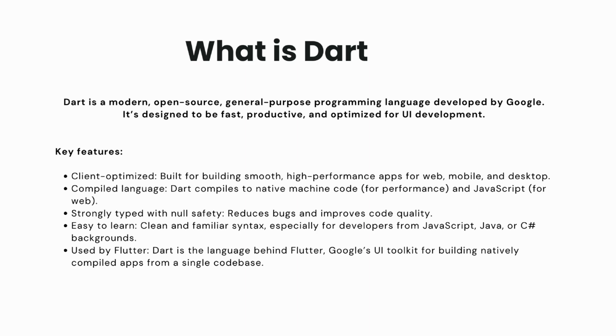Let me give you some key features. It's client optimized, built for building smooth high performance apps for web and mobile, not just mobile and web. You can also use it to build desktop applications. It's a compiled language that compiles to native machine code for performance, and to JavaScript for web. So when it is compiling, it compiles to native machine code.